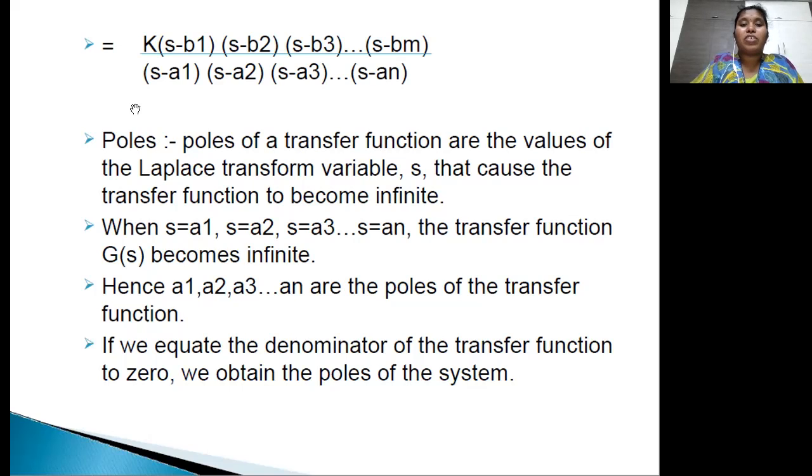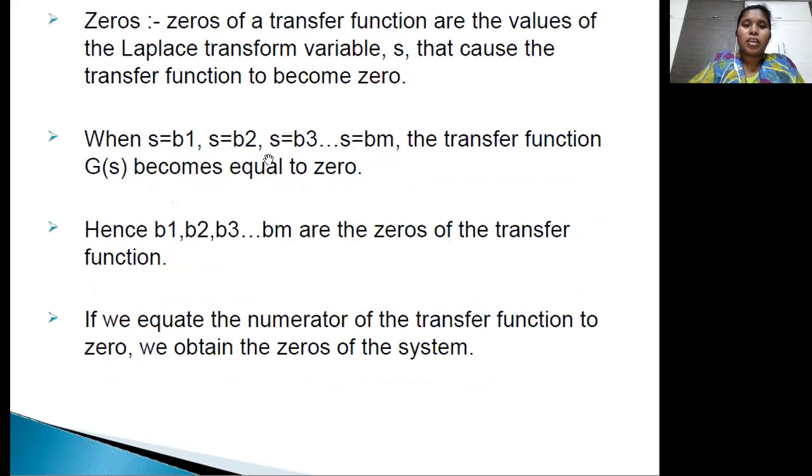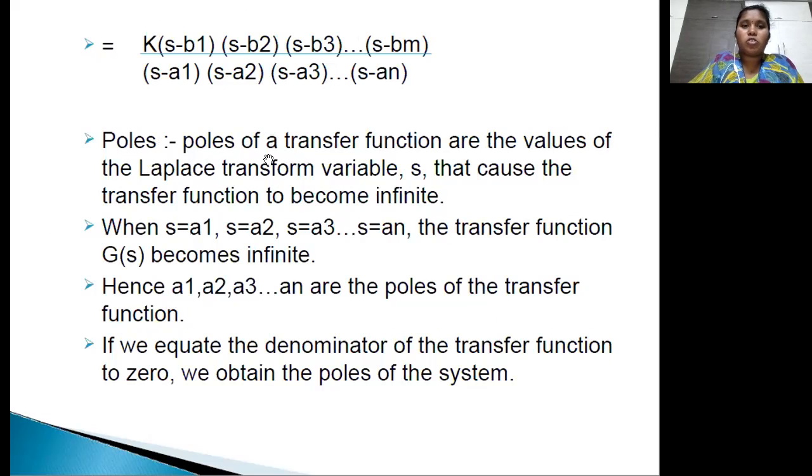That means if the transfer function value becomes 0, then those values which tend the transfer function to 0 are nothing but zeros. So here s is equal to b1. If you substitute s is equal to b1 in the overall equation, the numerator becomes 0. Is it right? So if I substitute s is equal to b1 in the numerator, what will happen? b1 minus b1 is equal to 0. So the total numerator becomes 0.